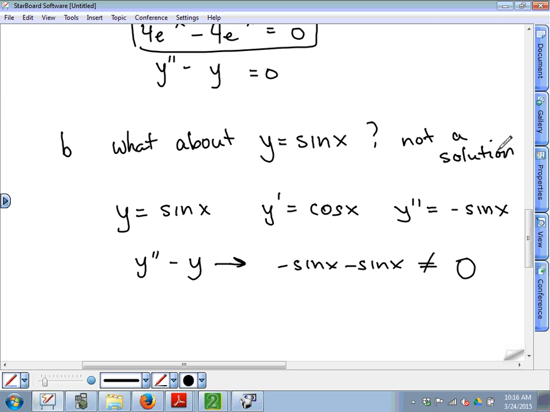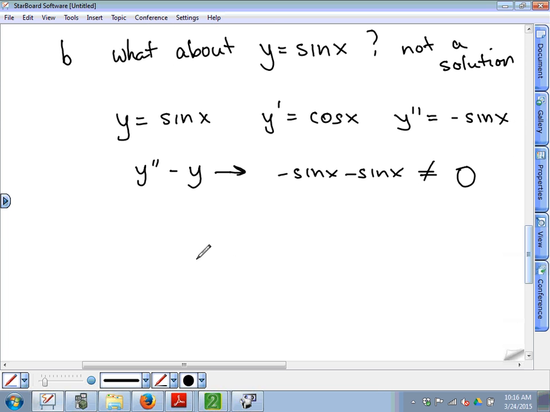They give you a differential equation. They give you a potential solution. You've got to verify that it is or that it is not a solution. Let's try another one. Example 2. The next section is when you actually learn how to find the solution on your own without having been given the solution.